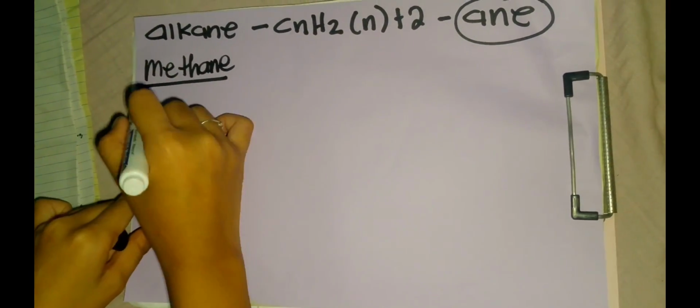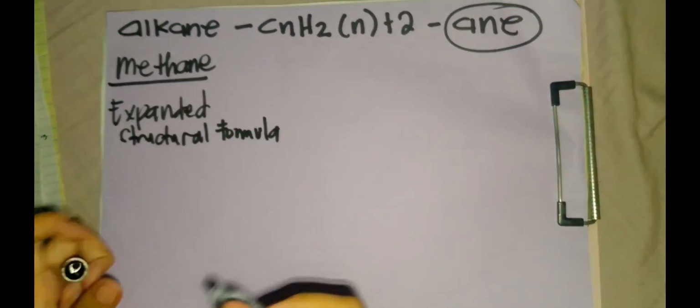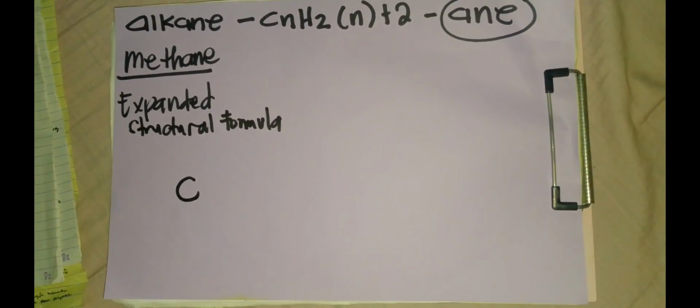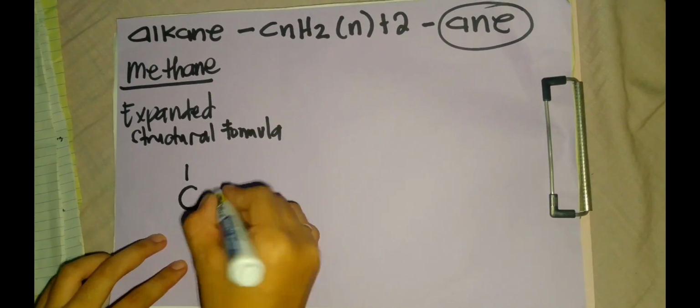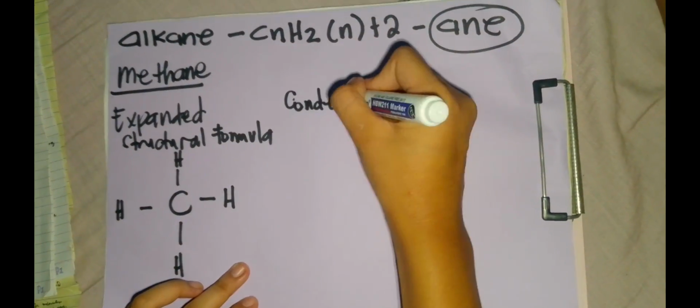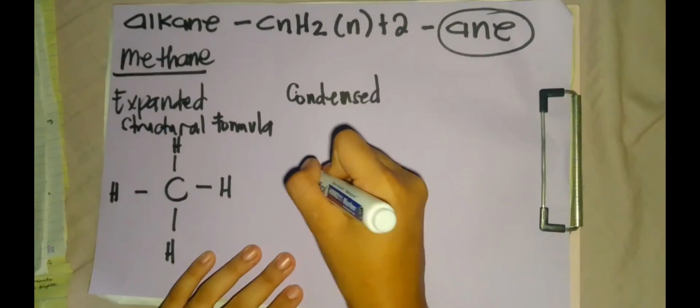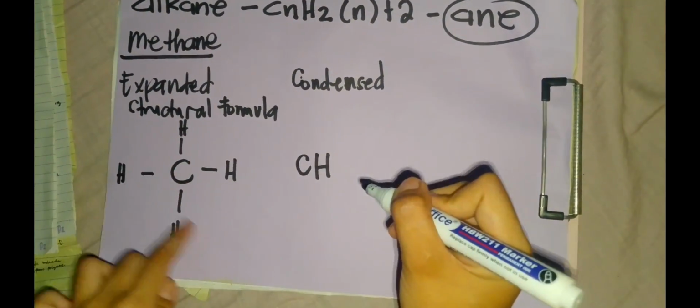So, we'll draw it in expanded structural formula. Methane only has one carbon. So, it is not balanced, so we're going to bond it with hydrogen. Yeah, so balanced na siya. Then, ang condensed structure niya is, ilan yung carbon? We have 1. And then CH, 1, 2, 3, 4. Ilan yung natin na hydrogen?